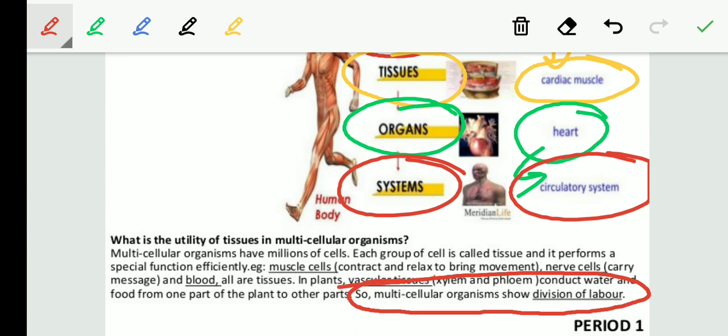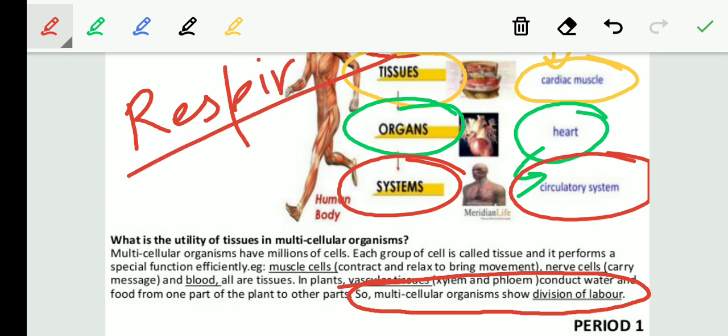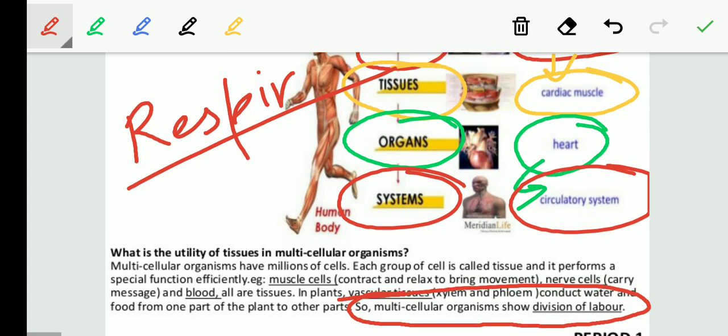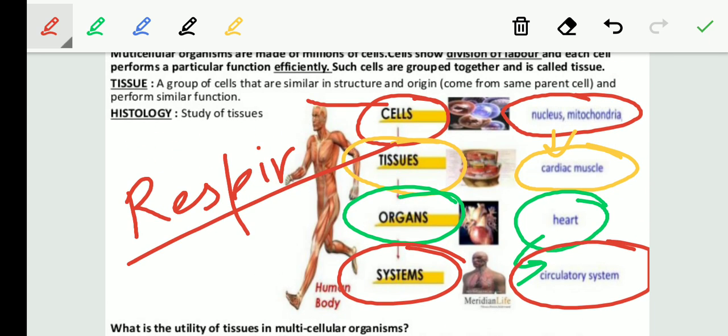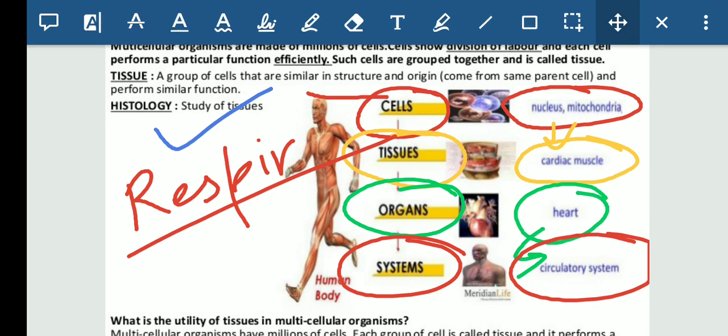Fine? For example, if I am having a respiratory system in my body, right? So if I am having a respiratory system, does this respiratory system perform circulation also? No, right? It only helps in the respiration process, right? Similarly, we have the excretory system. Fine, it has its own function. This is what the division of labor is. I hope I'm clear, students.